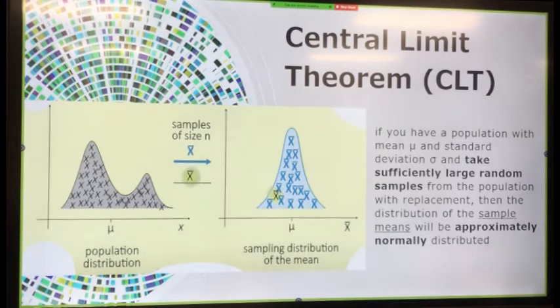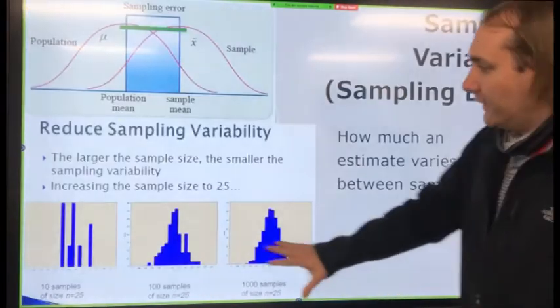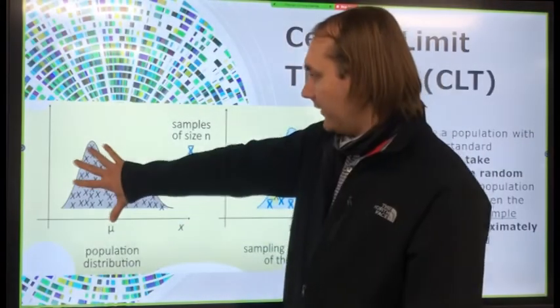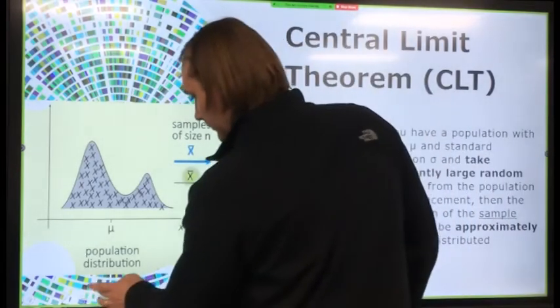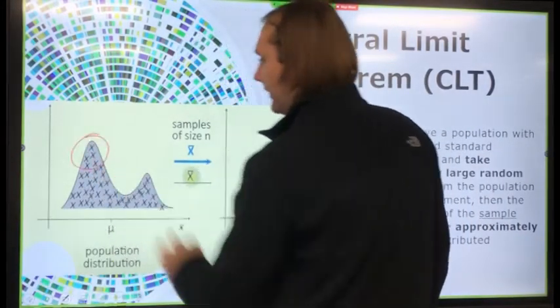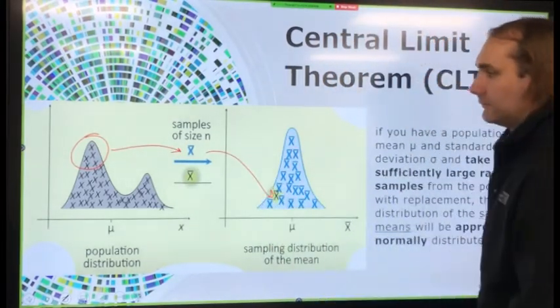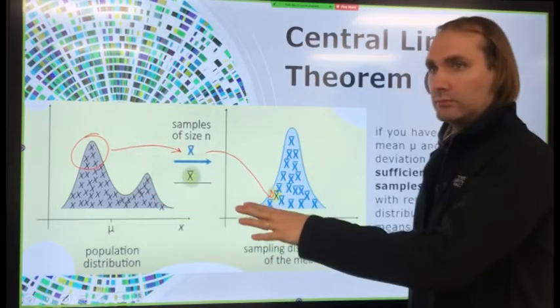We also have the central limit theorem, CLT. If you have a population with a mean mu and standard deviation of sigma and take statistically large random samples from the population with replacement, then the distribution of the sample means will be approximately the normal distribution. So we see here, we want to take as large a sample as possible. Here's my data. I want to grab this, take the mean of that sample, and it gets thrown here.